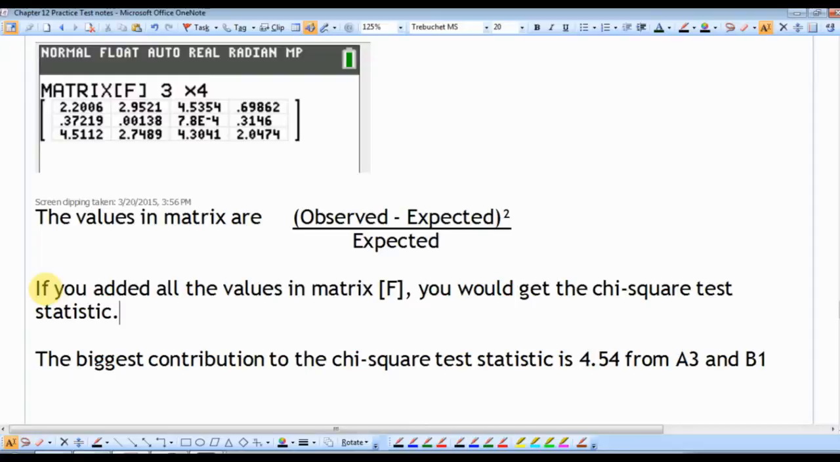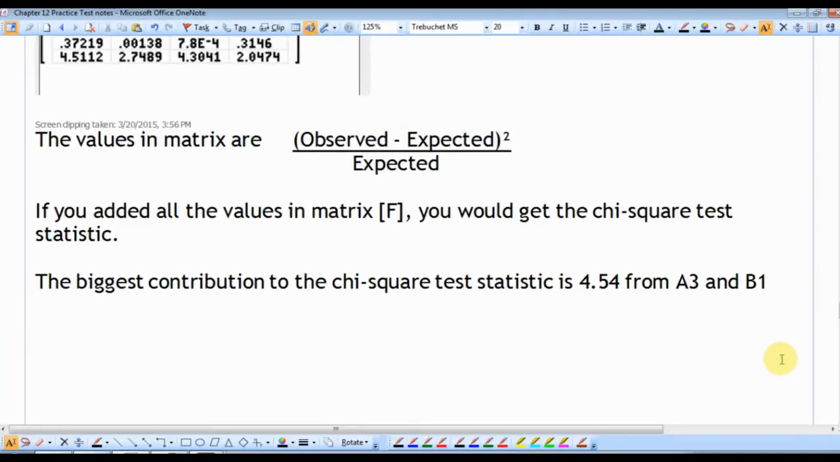So that kind of takes care of that. Any other questions with this one, the expected matrix, contribution matrix? Okay, so that's all we do, right? That's it.